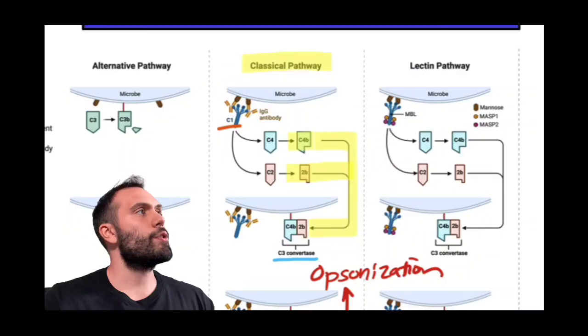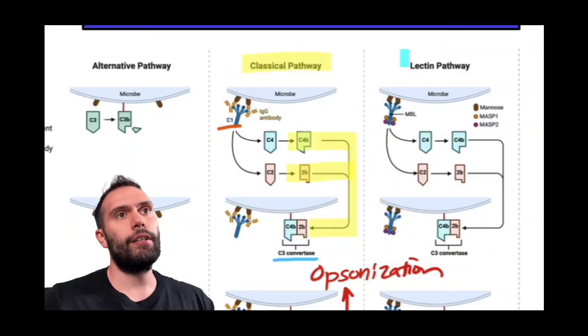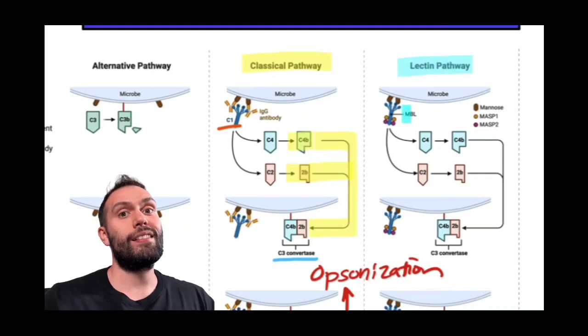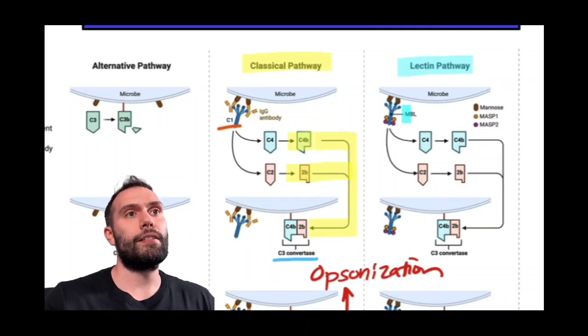Okay, let's go through the lectin pathway here really quickly. The nice thing about this lectin pathway is it's essentially the same thing as the classic pathway. The only difference is in the first step. In the first step of the classical pathway, we had IgG or IgM antibodies bound to the microbe surface, and so we bound our C1 complement to that.